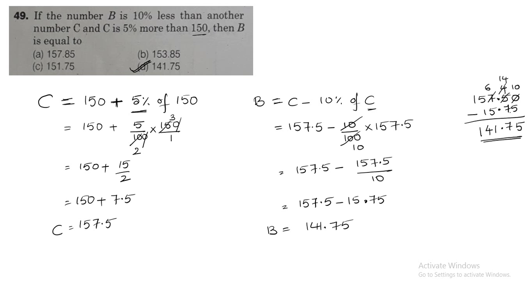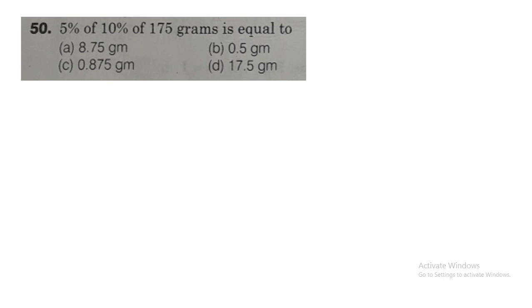Next, moving on to one more question, question number 50. Now what he said, 5%. So 5% means 5 by 100. Of means nothing but into. Of means into 10%. Again 10% I can write as 10 by 100. Of means again you can take it as into 175 grams. So 175 by 1. Now here I can cancel out one 0 and one 0, and don't cancel the remaining things. Let them be as they are.